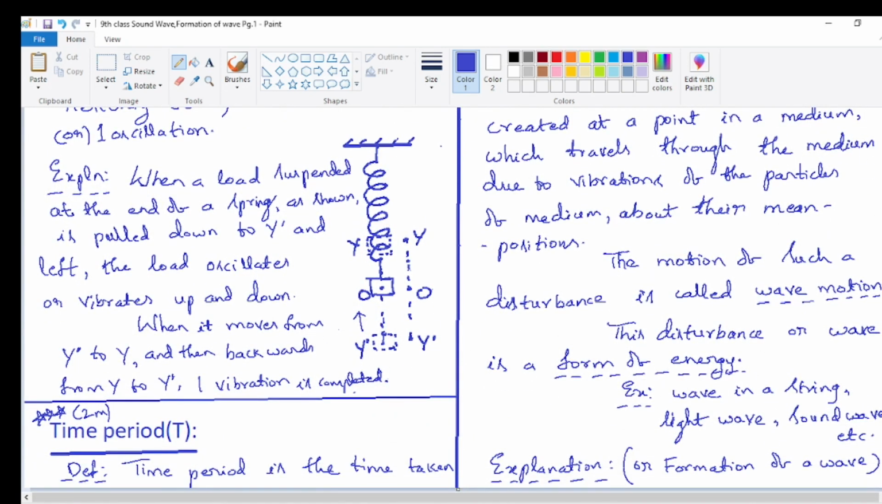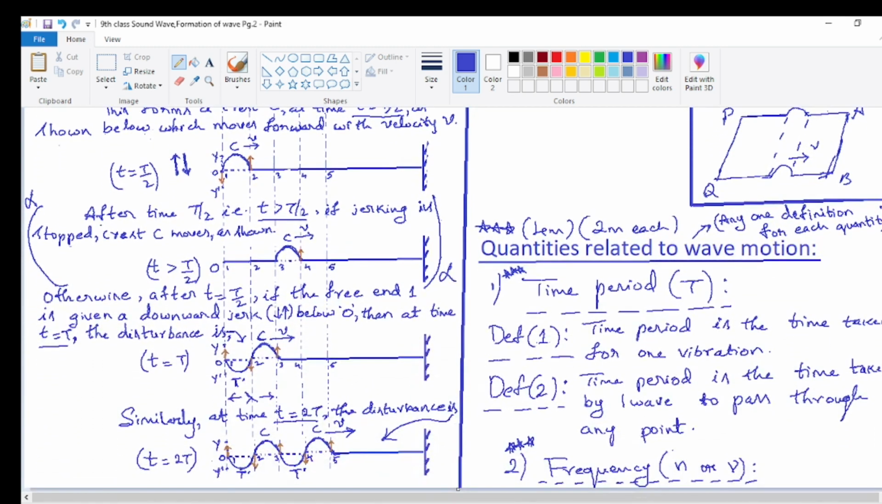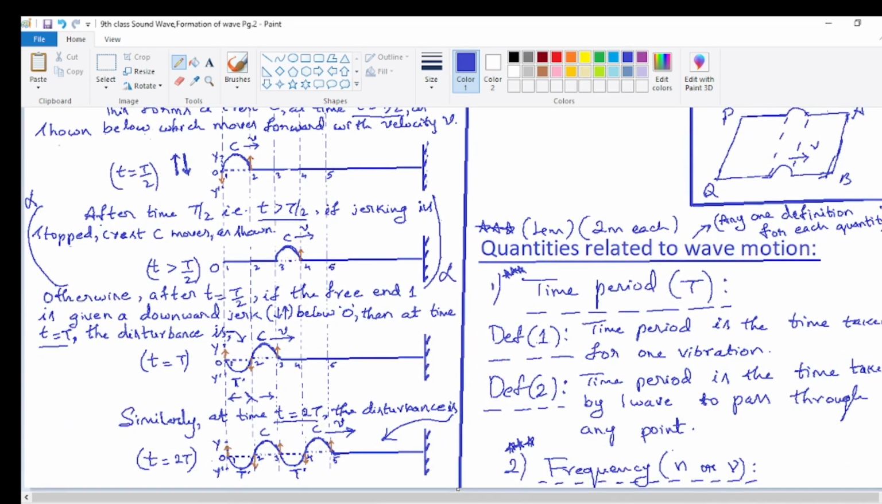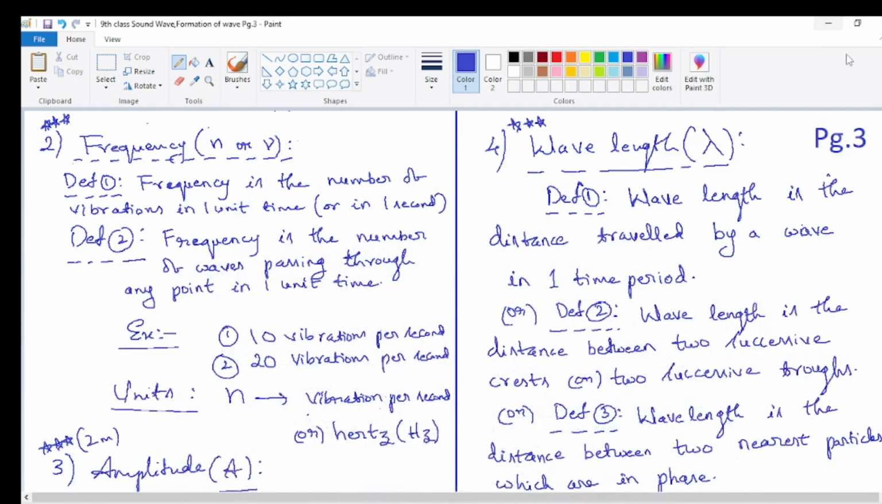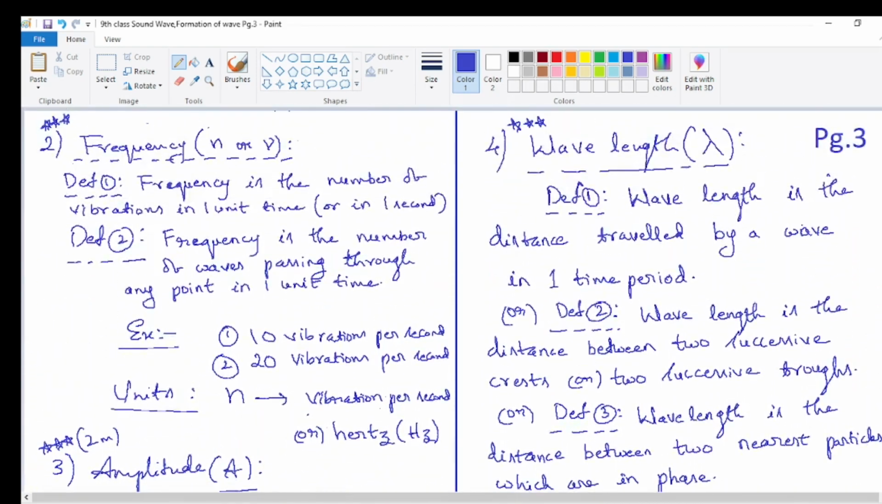Next just see page 2. This is the explanation for the wave or wave motion. Definition is in the previous page. So this is a complete explanation. Only once you have to read. Same as I have explained in the class. Next on the right side you see quantities related to wave motion. This is page 2. Next page 3, continuation of the quantities related to wave motion. So 5 quantities it's coming to.